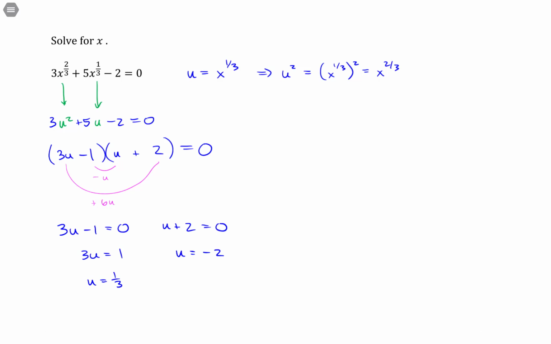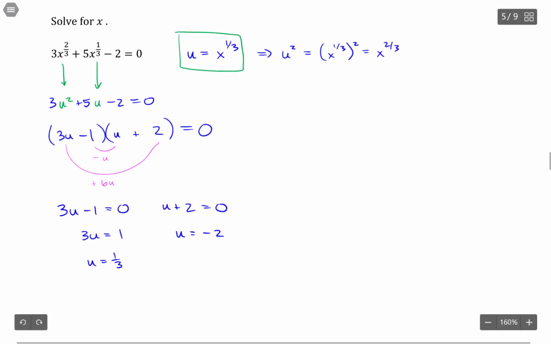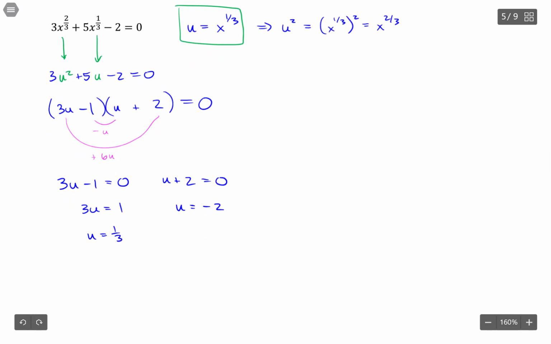Now, to finish solving the problem, I do have to go back to my original variable, x. And so I come back to the original transformation that I made, and I now say that x to the 1/3 power is equal to 1/3, and over here, x to the 1/3 equals -2.